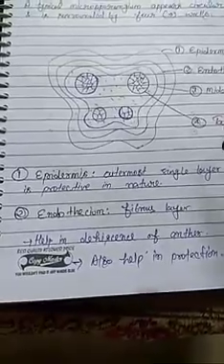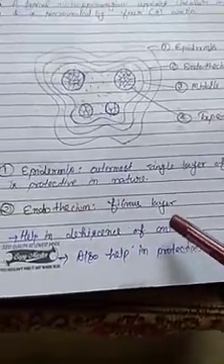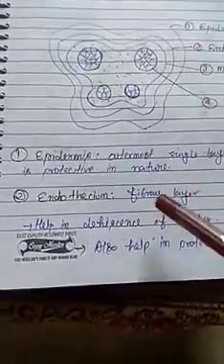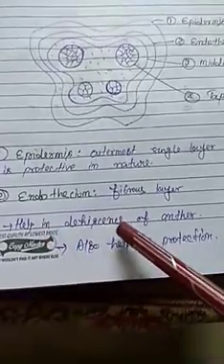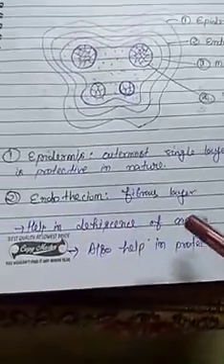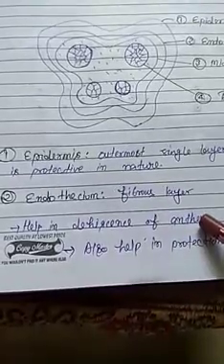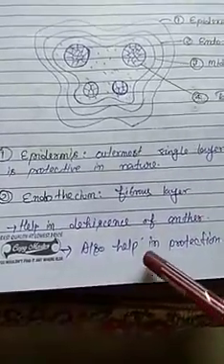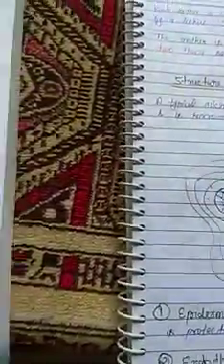And second layer of microsporangium is endothecium. It is a fibrous layer. The important function of endothecium is it helps in the dehiscence of anther and also helps in the protection. The main function of the endothecium is dehiscence of anther and also protection.